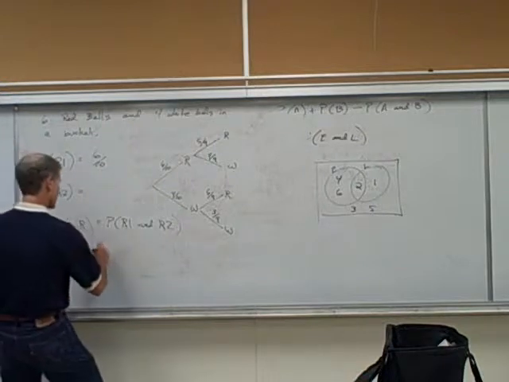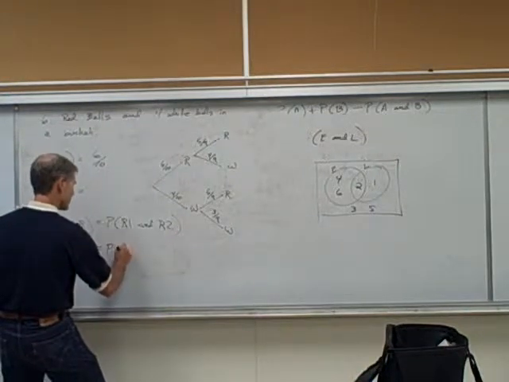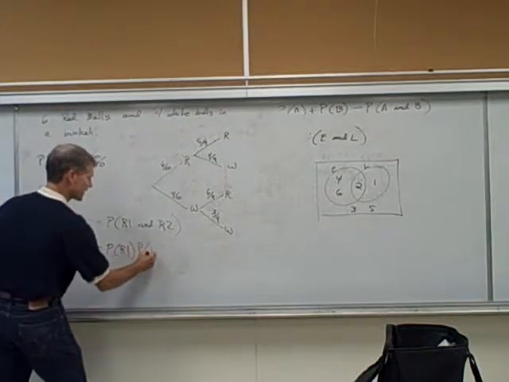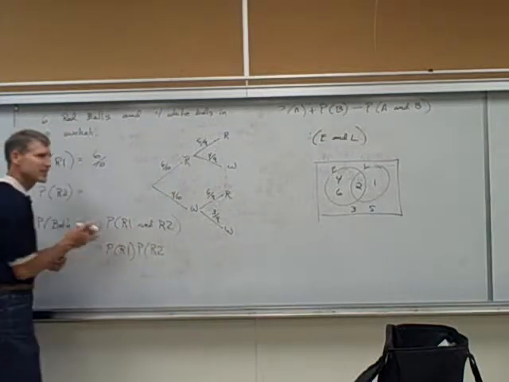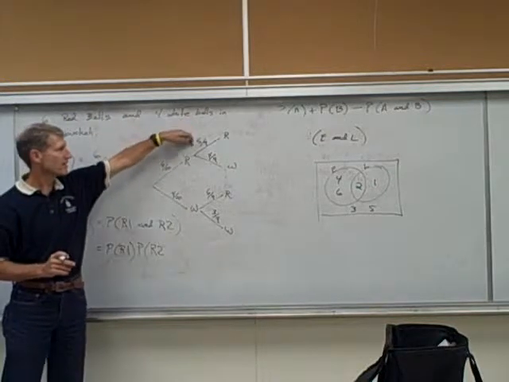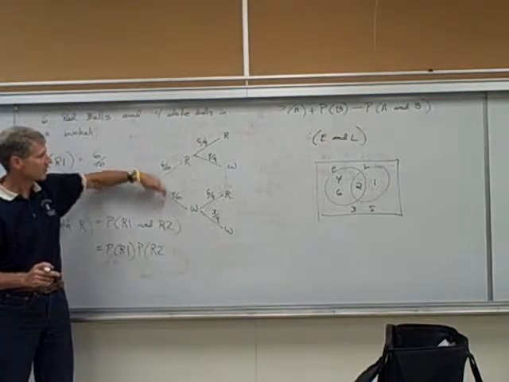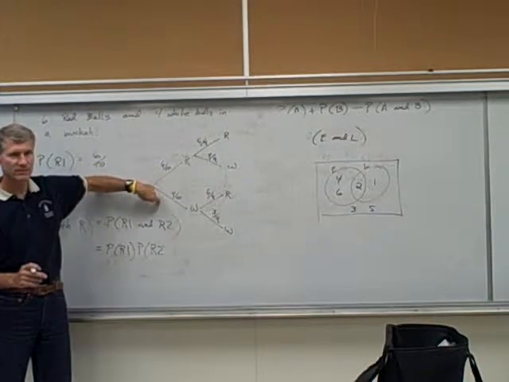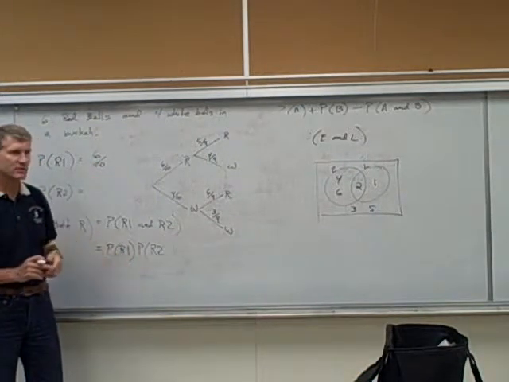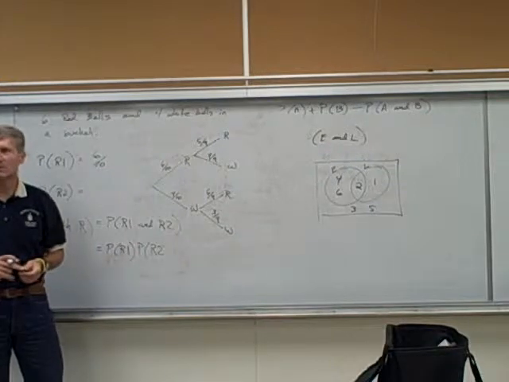So this is going to be equal to the probability of red on the first times the probability of red on the second, but those are not independent events. Because whether or not she gets a red on the second draw depends on which branch we're on. Right? So what I have to do is use something called conditional probability.